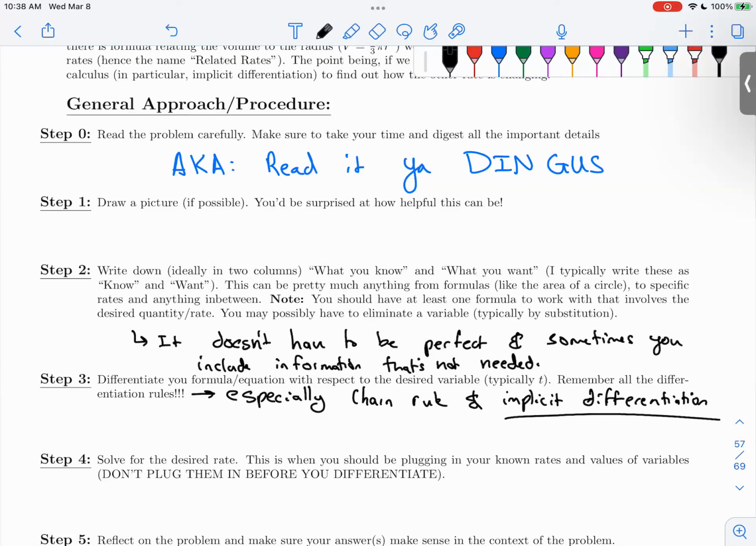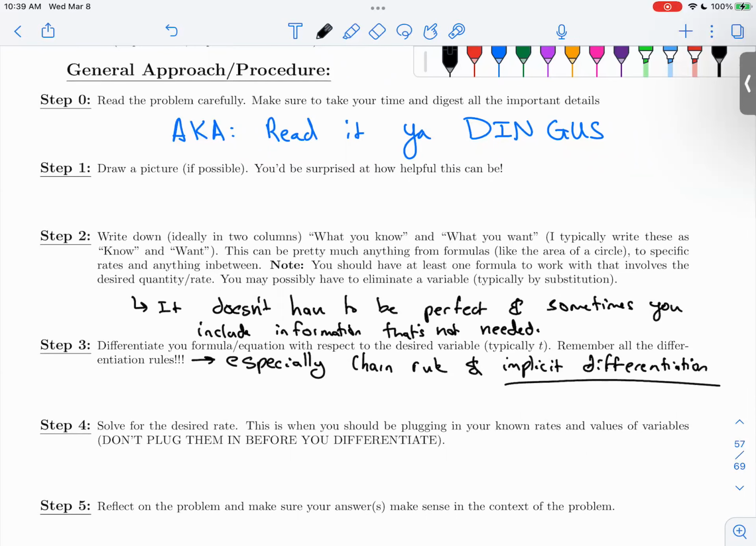So as time goes on, the radius increases, so the radius is a function of time. As time goes on, the volume increases, so volume is a function of time. So you're going to differentiate the equation. You're going to differentiate both sides of it, and you're going to solve for your desired rate.